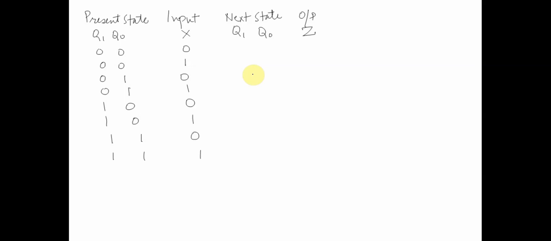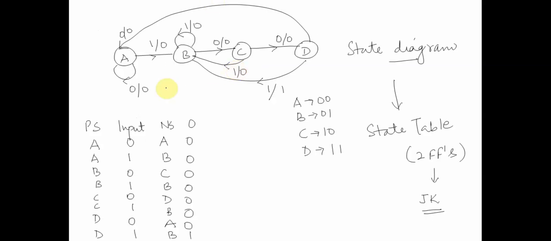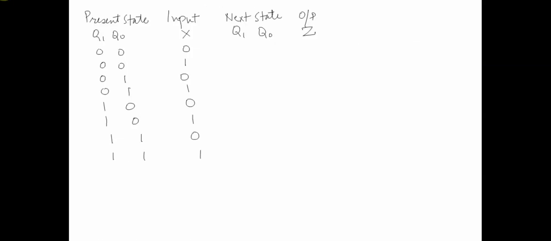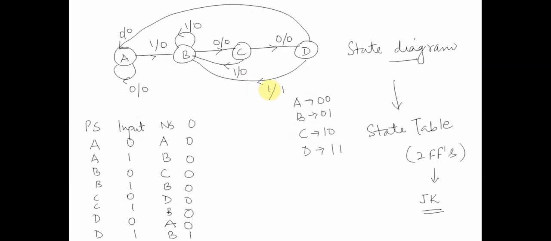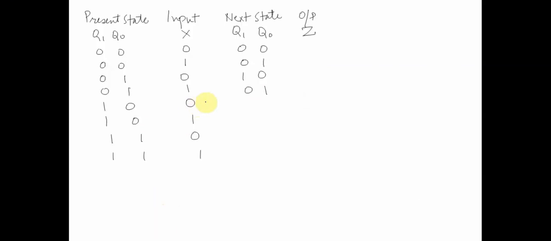Correct. So what was the next state? We already drew this. So next states are A B, C B, A B, C B, D B, A B. Correct. Now if we assign that nomenclature, it will be 00. This was B, this was C, this was B again. Now we had D, B, A, B, right? D is 11, B is this, A is this, and output was 0 in all the cases, barring the last one. Correct?